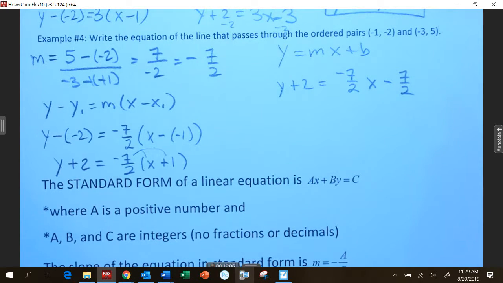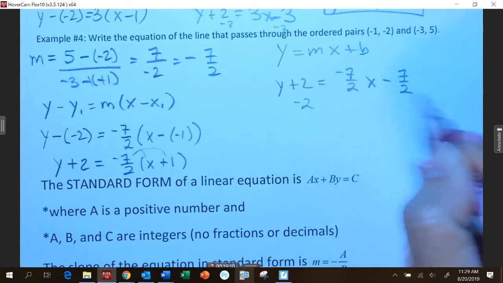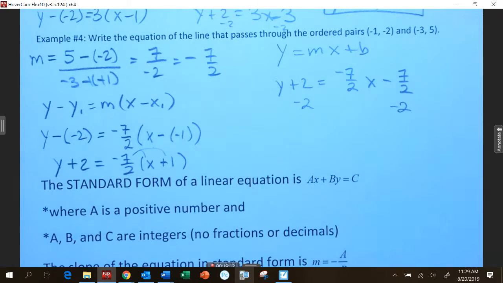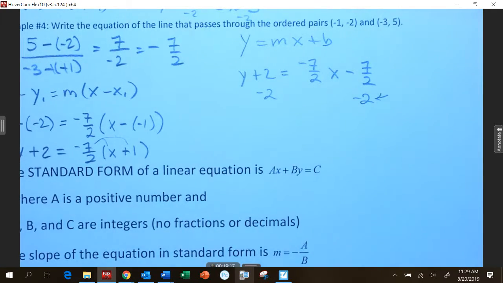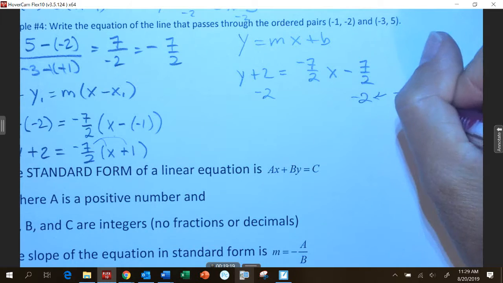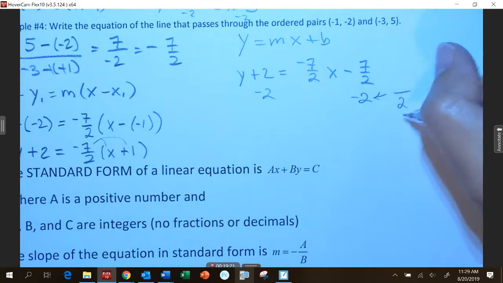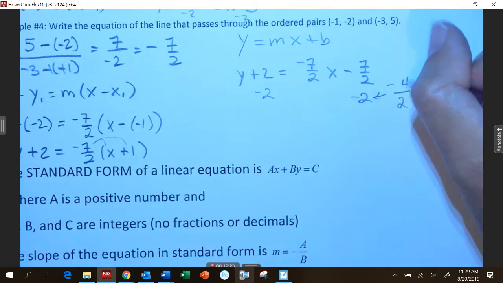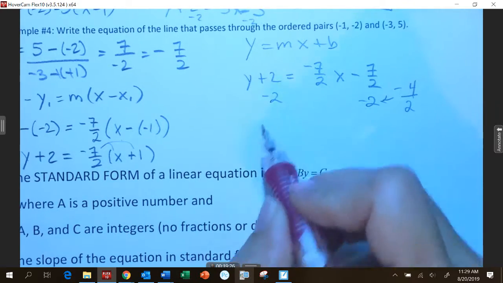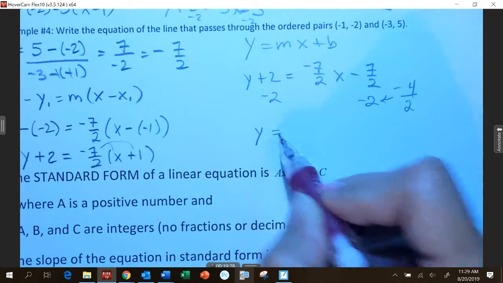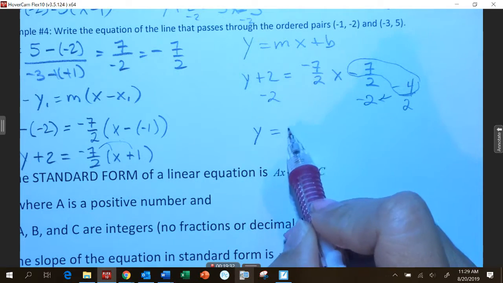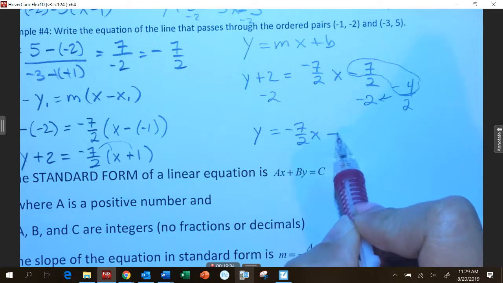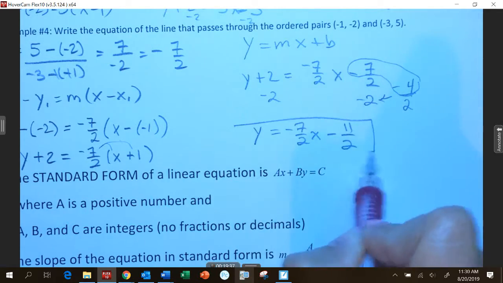All right, next we're going to subtract 2. Without a calculator, I'm going to have to subtract 7/2 minus 2. What do I do to this minus 2? I make it into halves. How many halves are minus 4 halves? And then remember, when we subtract fractions, we subtract the numerators and we keep the common denominator. So minus 11/2. Whew! Did it.